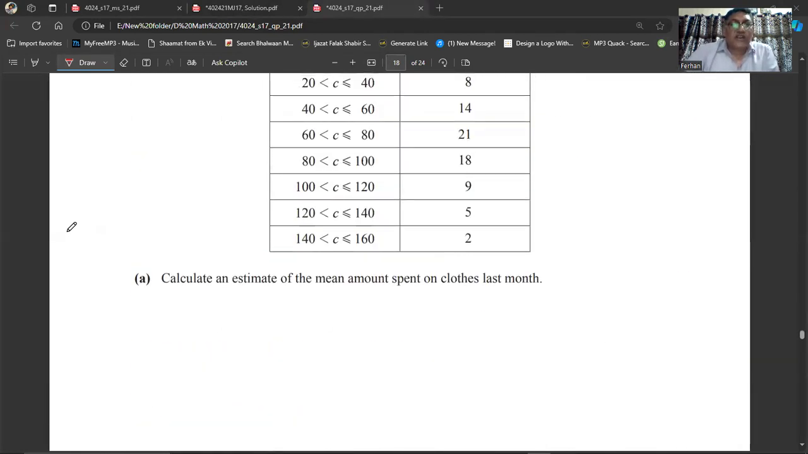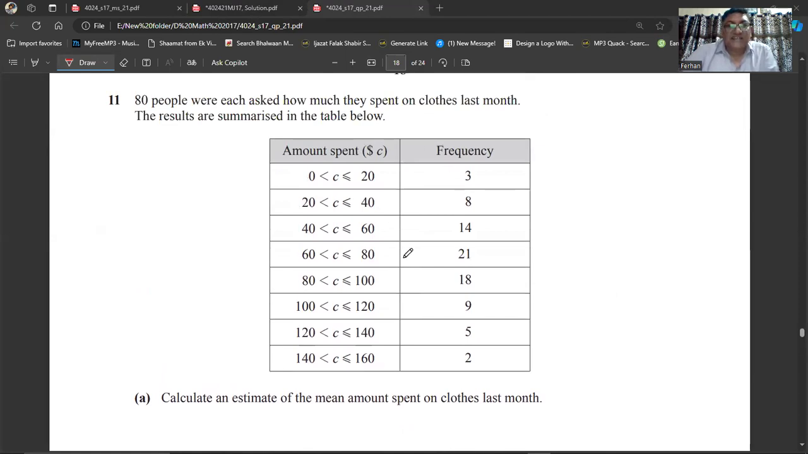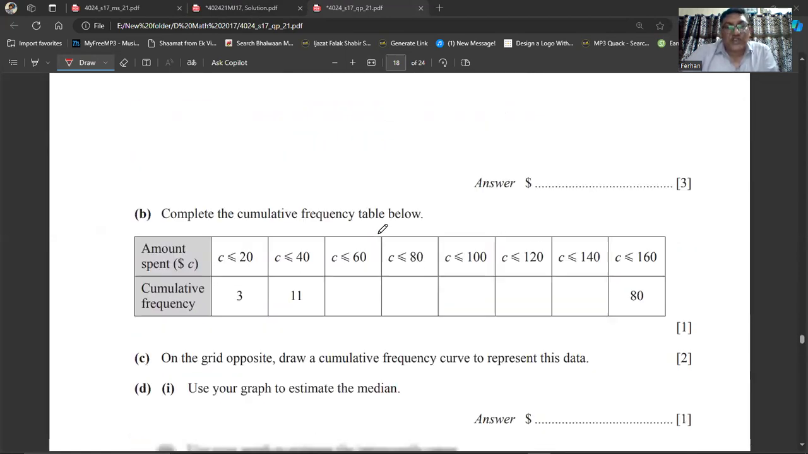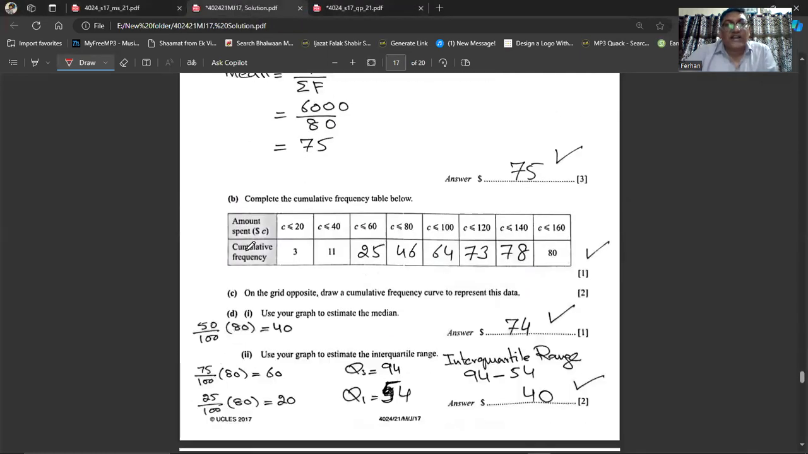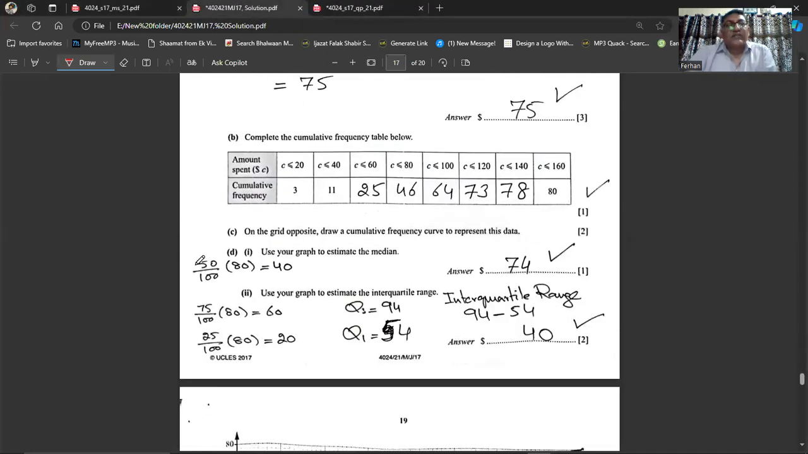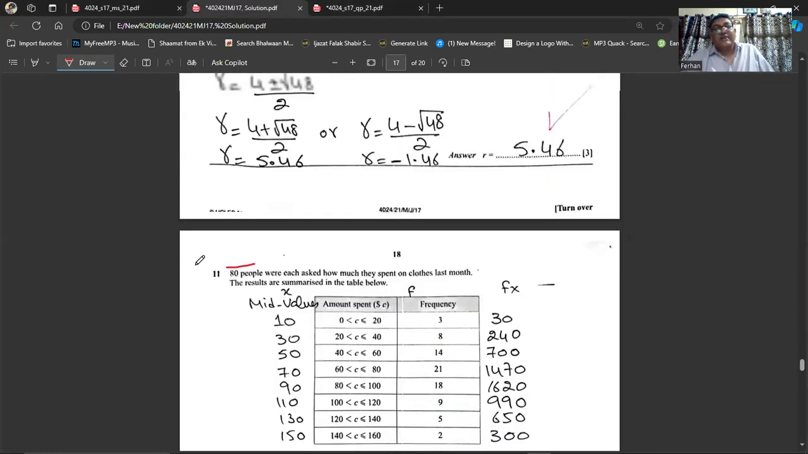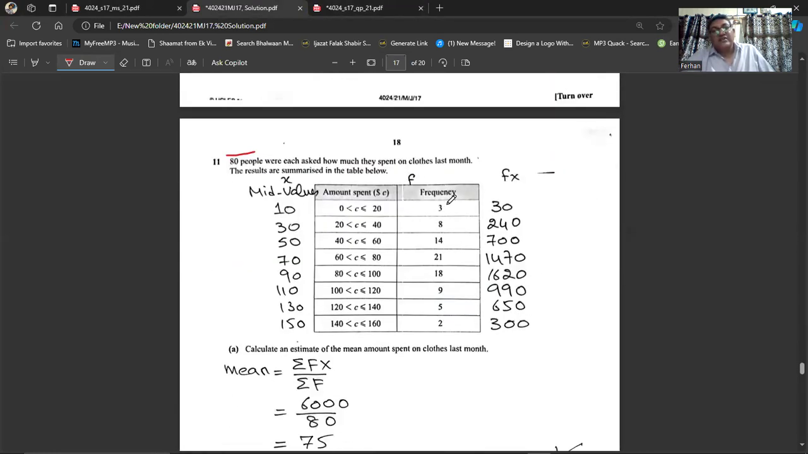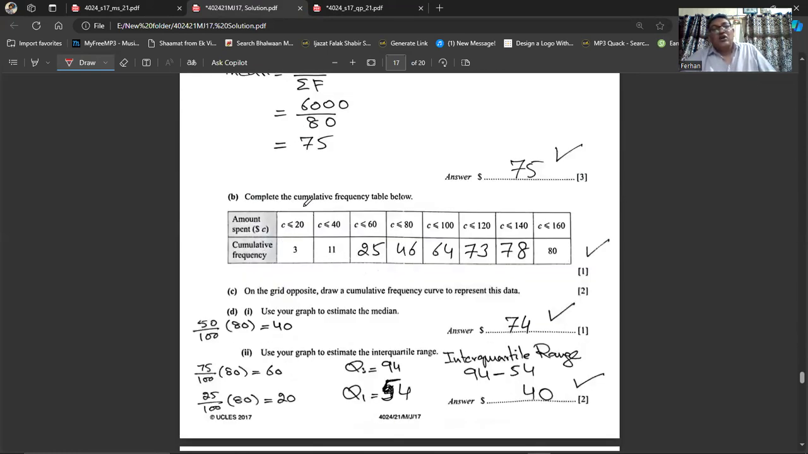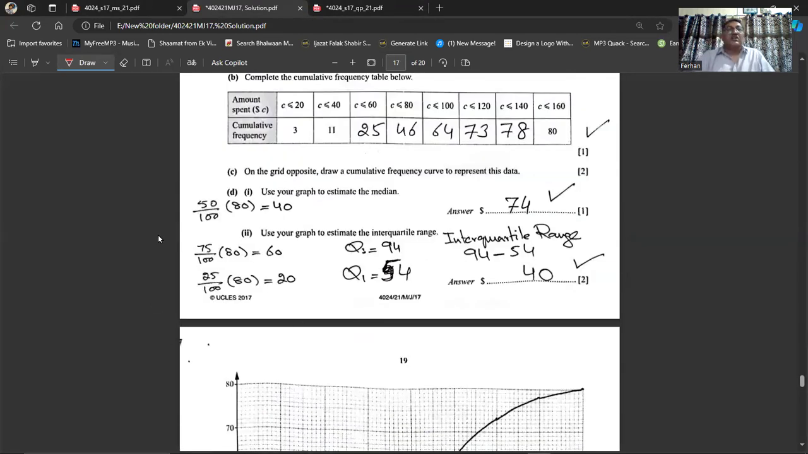Okay, so for the cumulative frequency, you add up the frequencies: 3 plus 8, that is 11, 11 plus 14, and you continue adding the frequencies. So it will be 3, 11, 25, 46, 64, 73, 78, and 80. You know where it is coming from? I am adding up the frequencies. So keep on adding the frequency. This is called the cumulative frequency. On the upper boundary of each class, this cumulative frequency is plotted for the cumulative frequency curve.